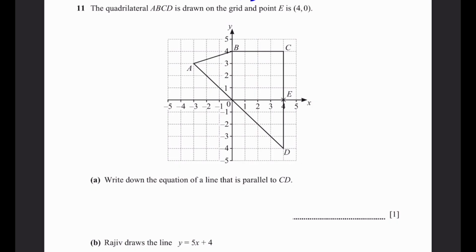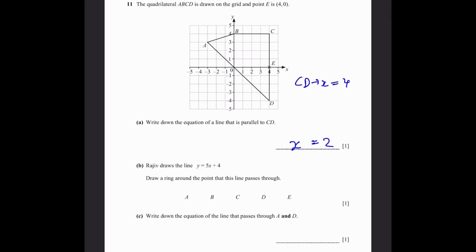Question 11. The quadrilateral ABCD is drawn on the grid and point E is (4, 0). A. Write down the equation of a line that's parallel to CD. So CD is the line x equals 4. So a line parallel to that is a line which is x equals something. So I'll just write an example, x equals 2. This value can be any number.